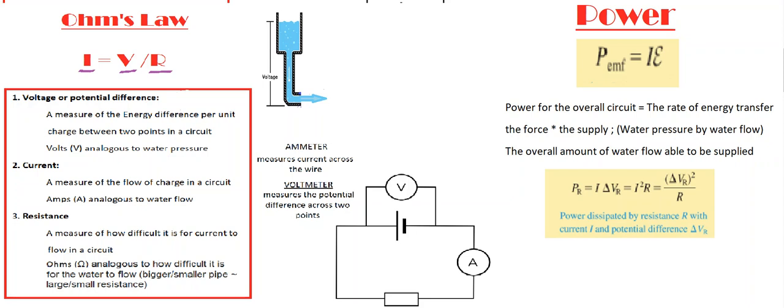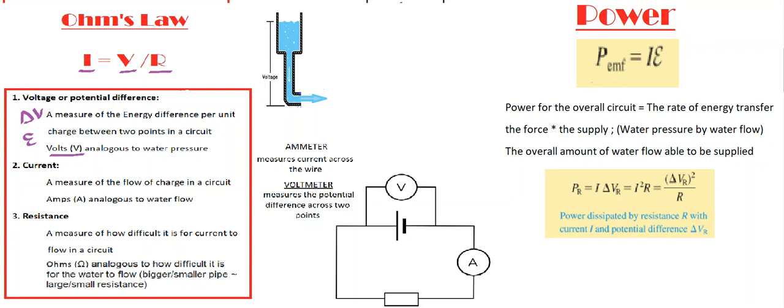Voltage, or potential difference, can also be denoted by delta V, E, or a capital V. It is a measure of energy per unit charge between 2 points in a circuit and is measured in volts. So in the diagram, we say it's analogous to water pressure because it's what pushes the current through the wire, as well as the drop pushing the water through this pipe.